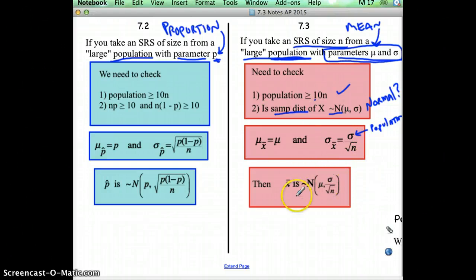If all that checks out, then we're dealing with an approximately normal distribution. Here's your mean, here's your standard deviation. And then you can use z-scores. Okay, so you might want to pause and copy that page down. We're going to do examples using all this.